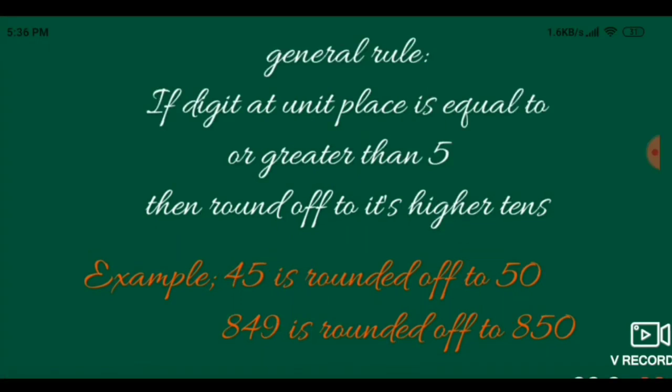While rounding off a number to its nearest tens, if the digit at units place is equal to or greater than 5, then we have to round off the number to its higher tens. For example, on rounding off 45 to its nearest tens, we will get 50 because the digit at units place is 5. Similarly, on rounding off 849 to its nearest tens, we will get 850 because the digit at units place is 9, which is greater than 5.